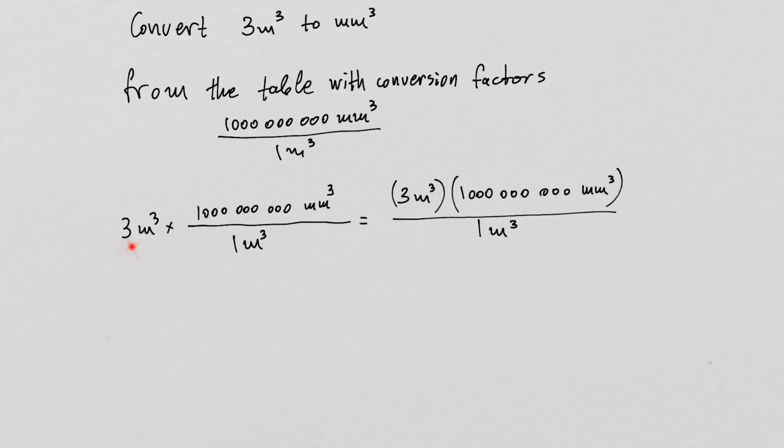So 3 cubic meters times 1 billion cubic millimeters divided by 1 cubic meter is equal to 3 cubic meters times 1 billion cubic millimeters, the whole thing divided by 1 cubic meter. I can cancel the cubic meter units here and here. And so what I'm left with is 3 billion cubic millimeters. And I can also write this in scientific notation. So that would be 3 times 10 to the 9th cubic millimeters.